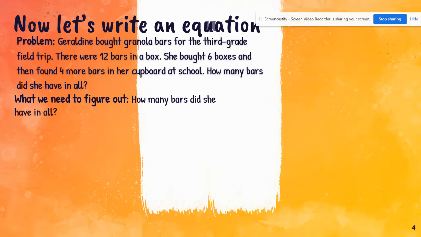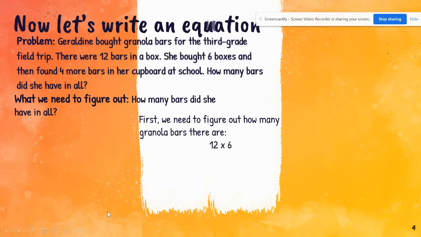So now let's write an equation together. The problem again is Geraldine bought granola bars for the third grade field trip. There were 12 bars in a box. She bought 6 boxes and then found 4 more bars in a cupboard at school. How many bars does she have in all? So we're trying to figure out the total. How many in all?